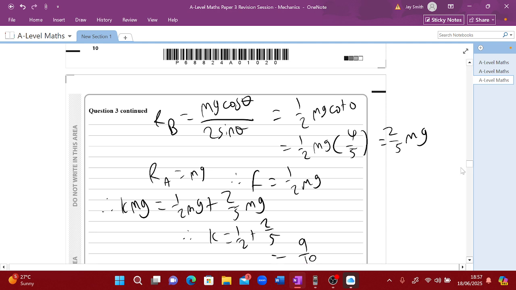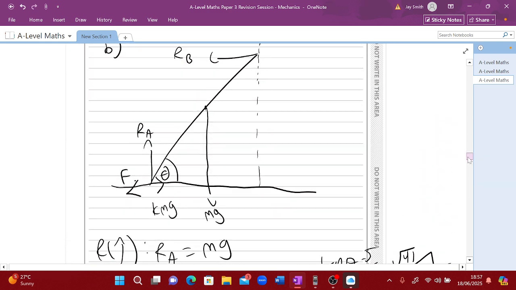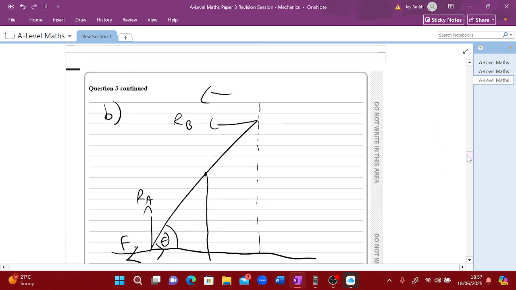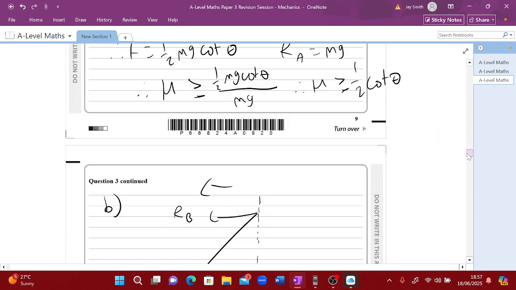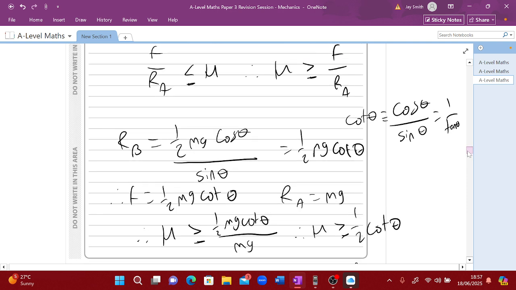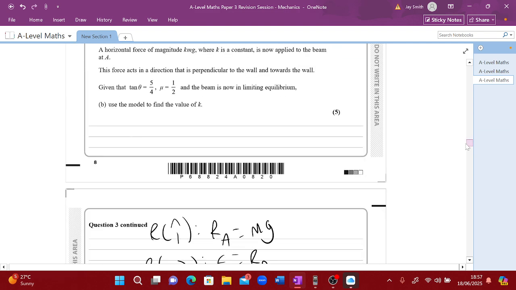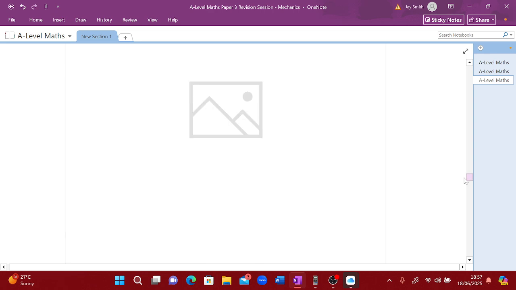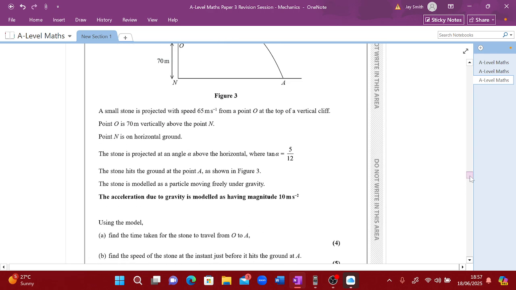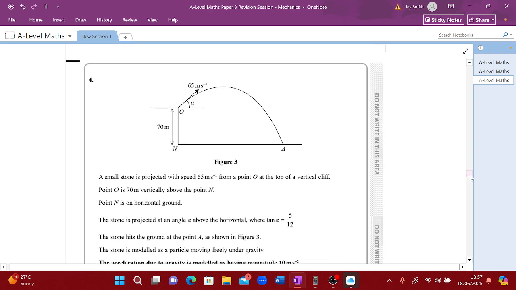Cool. So, like I said, practice mechanics, the same forces every single time. It's the same process every single time. I do say mechanics is probably the hardest part of the course, when you learn it and practice it. But once you do practice it, you learn the questions. It's the same every time, you know. But yeah, cool. Okay, question 4, projectile motion.